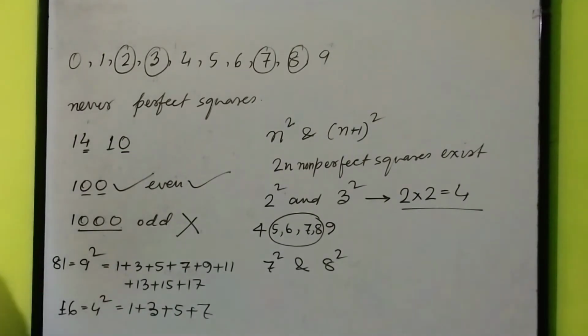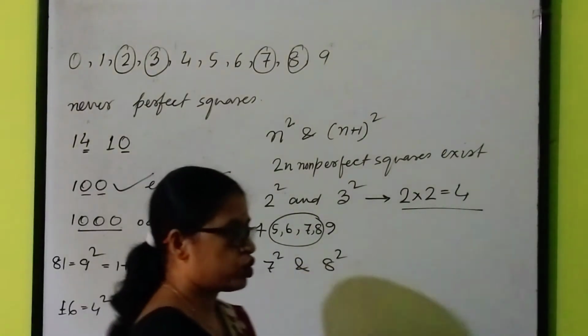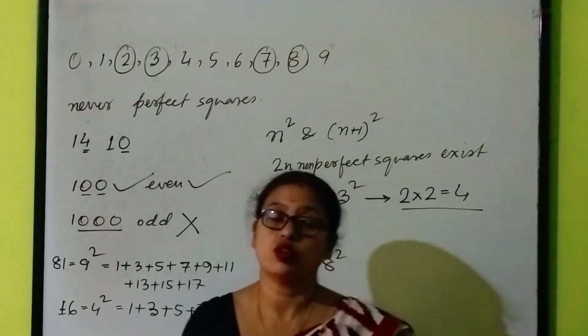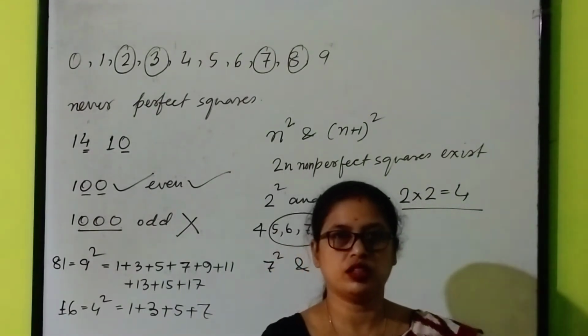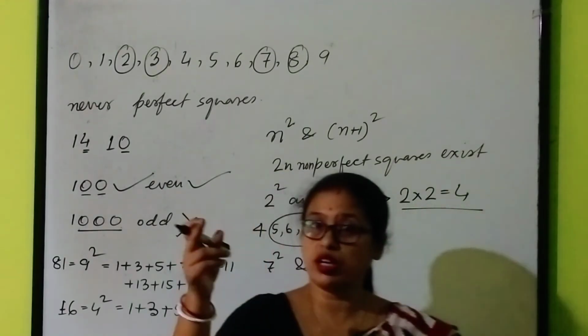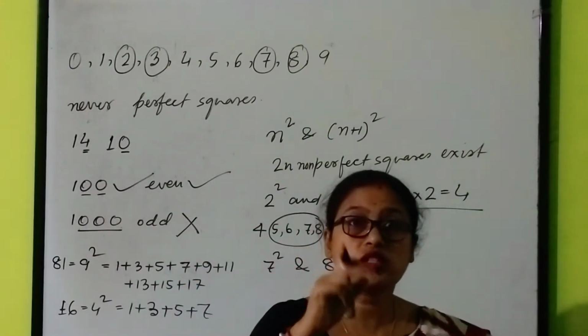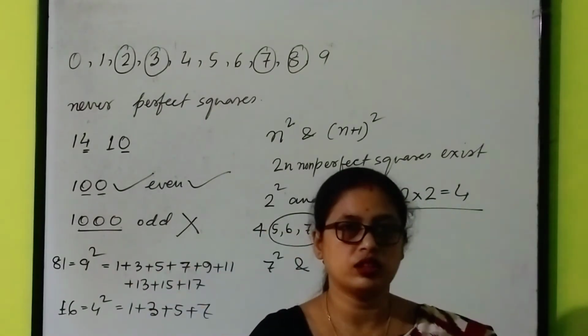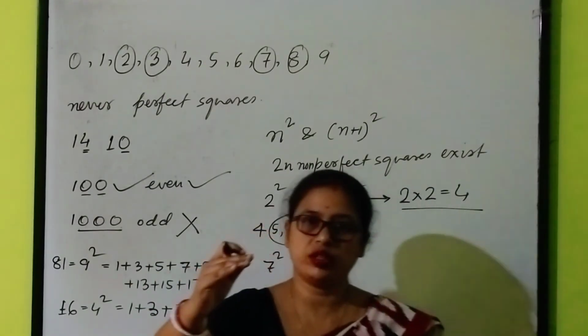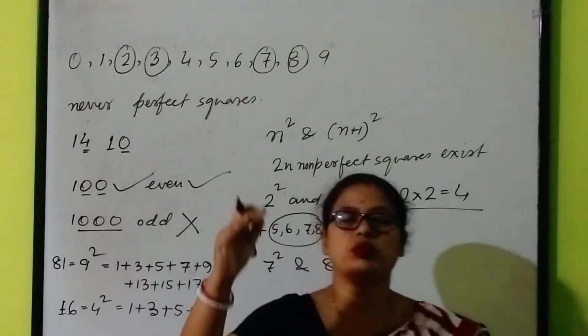Now, remember one thing. The square of an even number is always even, and the square of an odd number is always odd. Remember it. 2 is even, 2 square is 4, 4 is even. 3 is odd, 3 square is 9, odd. Squares of odd numbers are odd. Squares of even numbers are even.